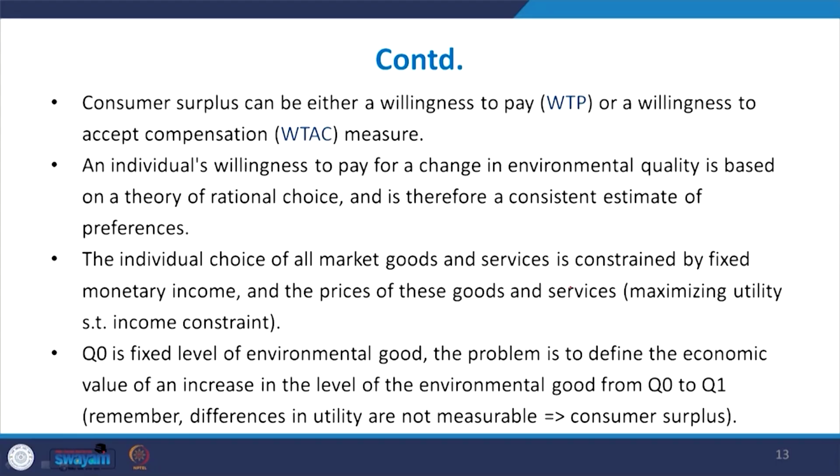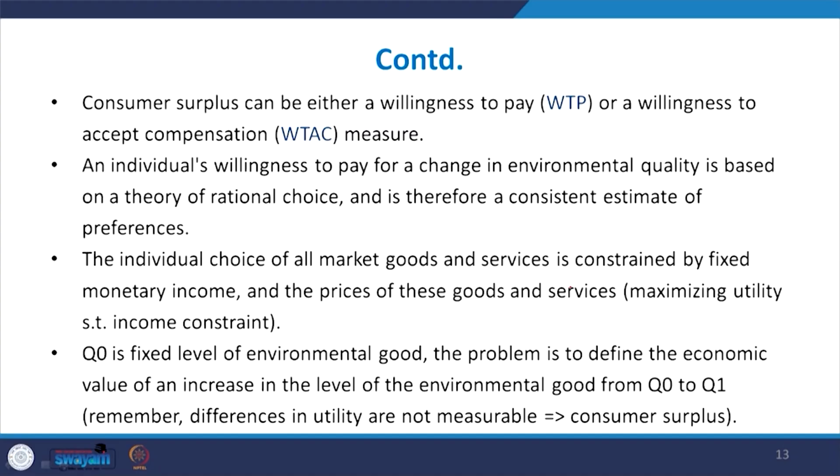Consumer surplus can be either a willingness to pay or a willingness to accept compensation. So, these two concepts are used. An individual's willingness to pay for a change in environmental quality is based on the theory of rational choice and is therefore a consistent estimate of preferences. Individual choice of all the market goods and services is constrained by the fixed monetary income and the prices of these goods and services, and utility is maximized subject to the income constraint.